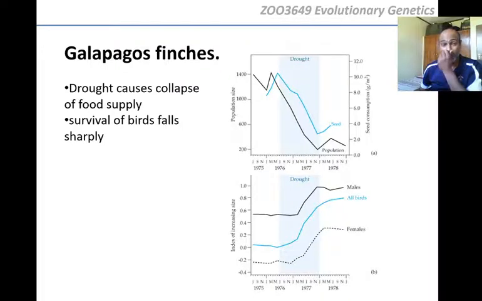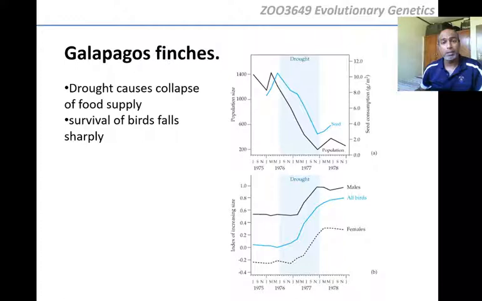Okay? So look what happened. Here, look at the first graph. Here is 1975 to 1978. Over the course of 4 years, there was a drought. This drought here. You see in blue, there's the drought there, between 76 and 77. Before the drought, the black line shows you the size of the population. More than 1,000. 1,400. By the end of the drought, there were only 200 birds left. So that means most of them died, perished, didn't survive the struggle. The drought was too much for them.